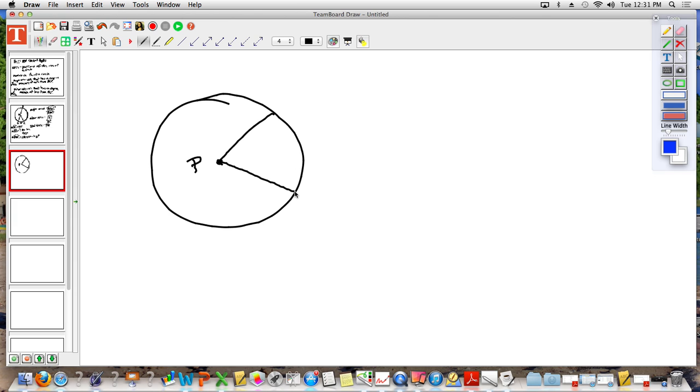This angle right here is what we call a central angle. Why do you think it's called a central angle? Central. Why is it called central? It's in the center. It is contained in the center of the circle.